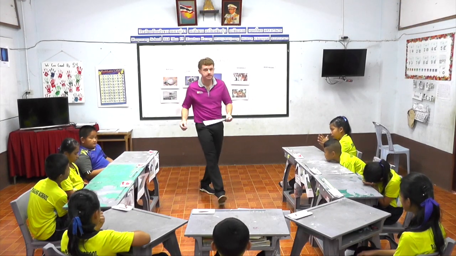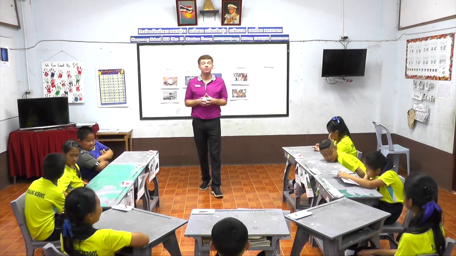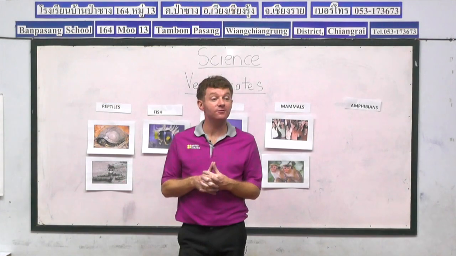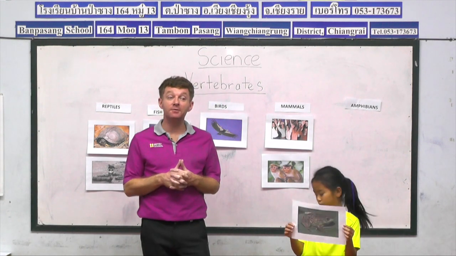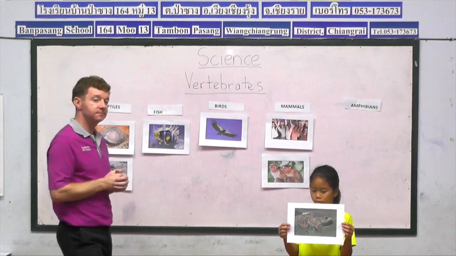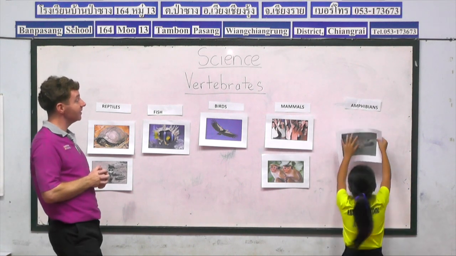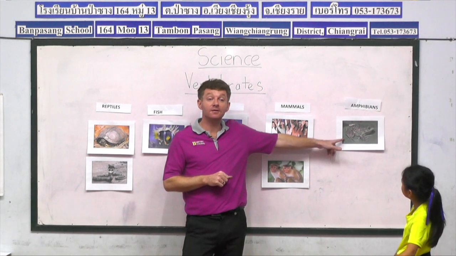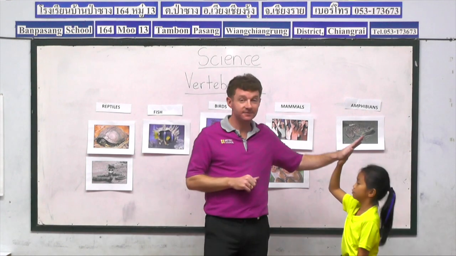Next one. Now it's Prue's turn to bring her flashcard to the front of class. So Prue, bring yours to the front and let's see what animal Prue has on her flashcard. Okay, so what animal can we see, guys? It's a frog. But what type of vertebrate is a frog? Amphibian is correct. So Prue, you can place your picture in the amphibian category. And we can say together, frog, amphibian. Excellent, Prue. Very well done.